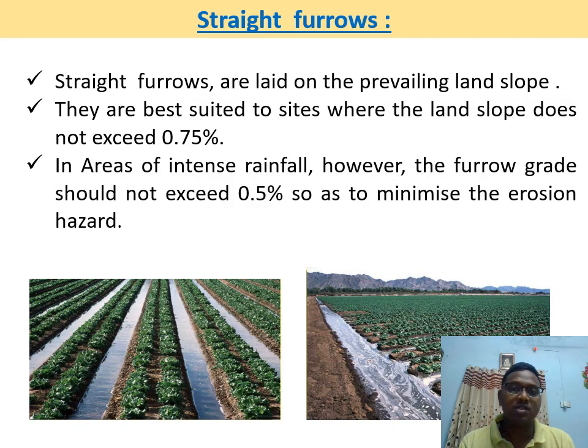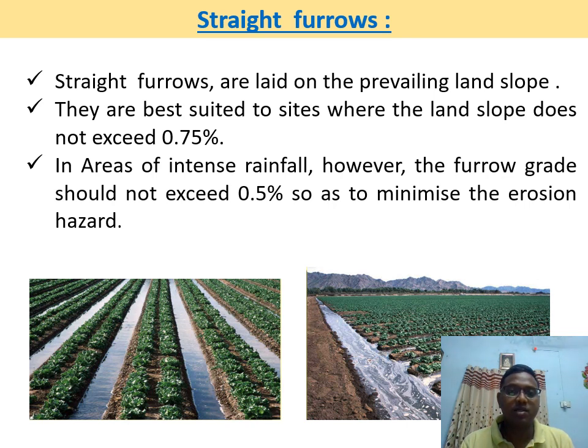The first one is the straight furrow. As its name suggests, straight furrows are laid along the prevailing land slope, across the slope. They are best suited to sites where the land slope does not exceed 0.75%. In areas of intense rainfall, however, the furrow grade should not exceed 0.5% so as to minimize erosion hazards. So you have to remember this point.